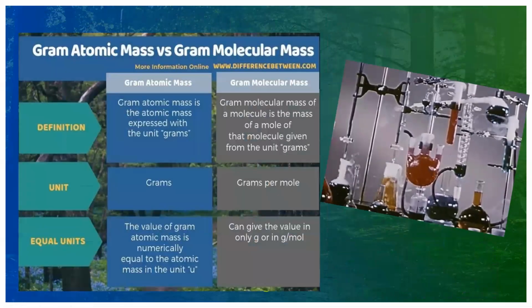So now here is a comparison: gram atomic mass versus gram molecular mass. Gram atomic mass is the atomic mass expressed with unit grams. Gram molecular mass of a molecule is the mass of 1 mole of that molecule given in the unit grams. So the gram atomic mass unit is gram, but the gram molecular mass unit is gram per mole. The value of gram atomic mass is numerically equal to the atomic mass in the unit small u. But in gram molecular mass, you can give the value in grams or in gram per mole.